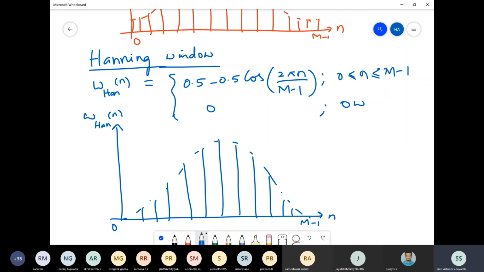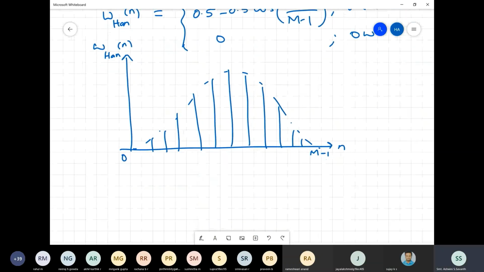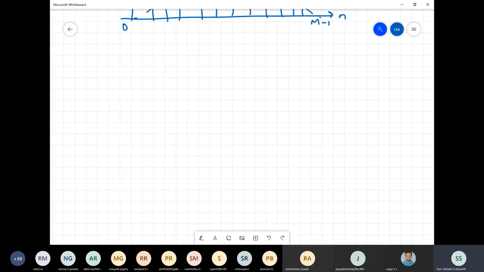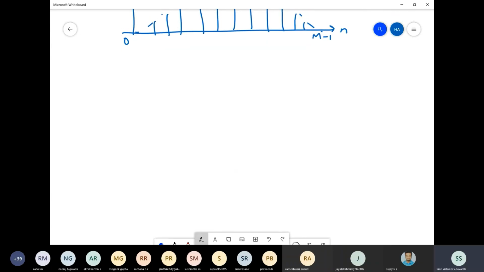The last one is the Blackman. I'll just give you the equation of Blackman and also how the window looks. Just keep it in mind. Though it's not mentioned in your syllabus as such, I thought it's better you write it down as it's part of all the windows that we discuss.